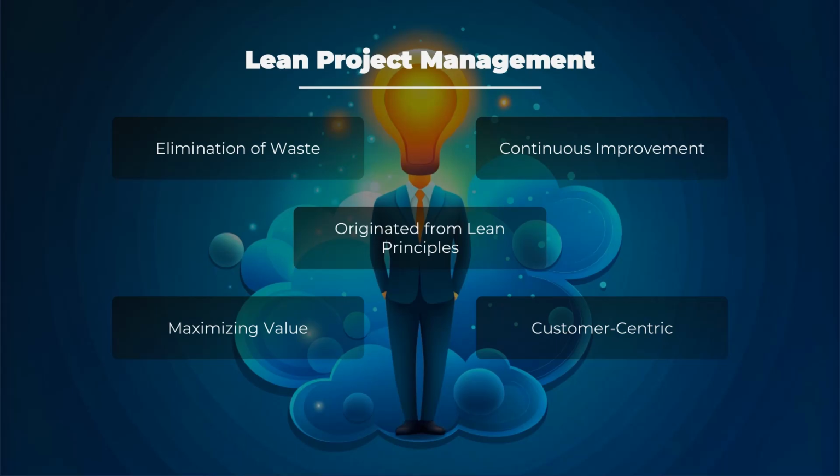In summary, lean project management is characterized by a commitment to eliminating waste, promoting continuous improvement, maximizing customer value, adopting a customer-centric approach, and its roots in the lean principles that originated in manufacturing. These characteristics combine to ensure that lean helps deliver projects with greater efficiency and customer satisfaction.